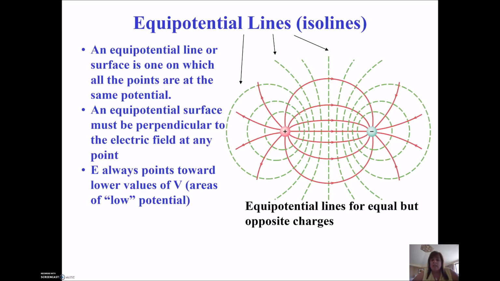Electric field lines always point towards lower values of potential, right? They point towards areas of low potential because remember, electric field lines point from positive to negative. So they always point towards negative, which is an area of low potential.